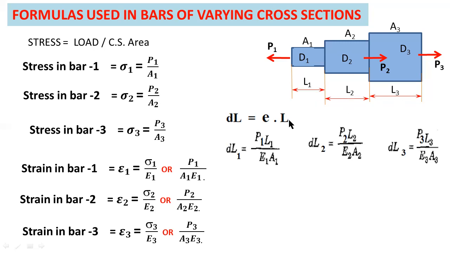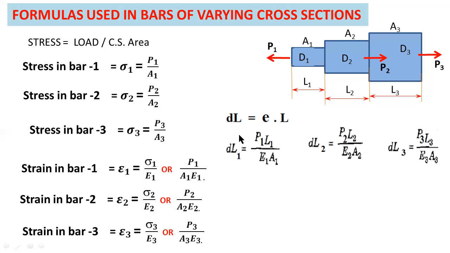So for section 1, for bar 1, you have to consider L1 as original length, delta L1 as the change in length. Substitute the value of epsilon, that is the value of strain, P1 by A1 E1, and L1 is the original length. So this is the formula for change in length in bar 1. Okay, this is the formula for change in length in bar 2. This is the formula for change in length in bar 3.